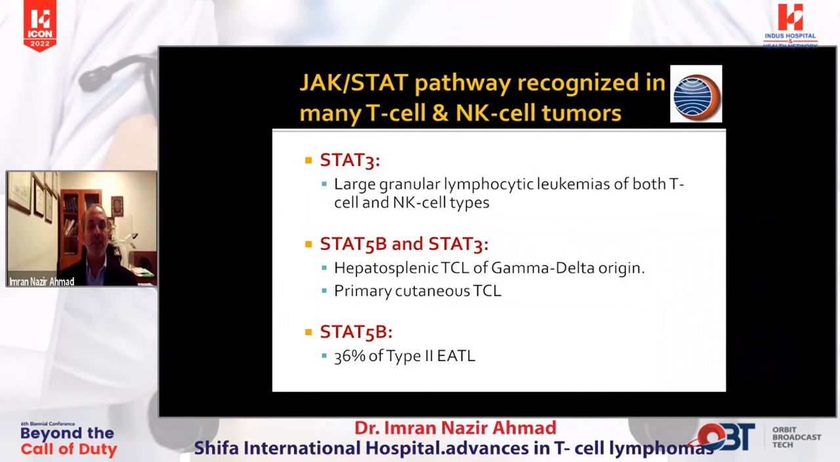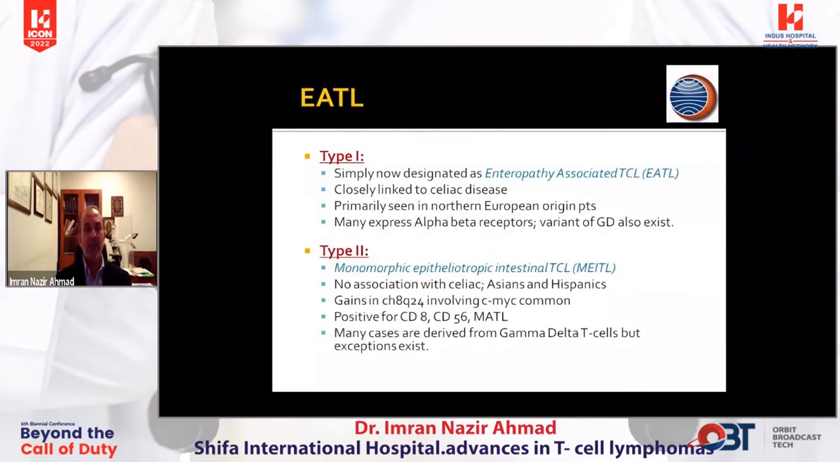Then a few of the JAK-STAT pathway alterations also have been identified in many T-cell and NK-cell tumors. For example, STAT3 is seen in large granular lymphocytic leukemias of both T-cell and NK-cell types. Then STAT5B and STAT3 are seen in hepatosplenic T-cell lymphoma of gamma delta origin, as well as in primary cutaneous T-cell lymphomas. STAT5B is seen in about 36% of the type 2 EATLs, which is now known as MEITL. I have a slide on that next.